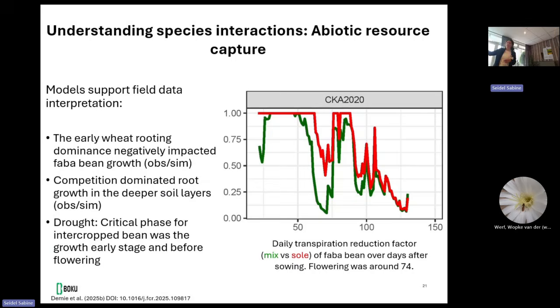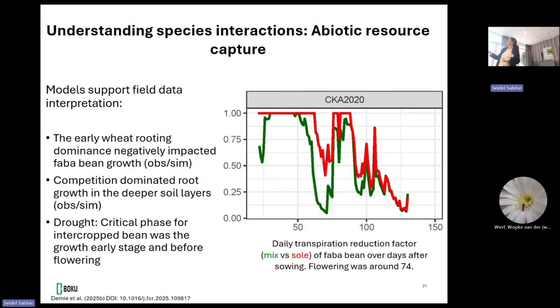But actually, the animation was wrong. I should have shown the figure before. So what you can see here is, for one environment, the day after sowing on the x-axis, and this is a transpiration reduction factor, a stress factor, let's say.